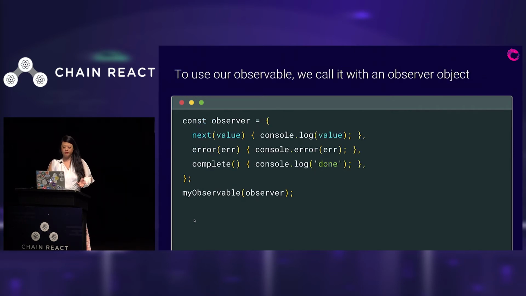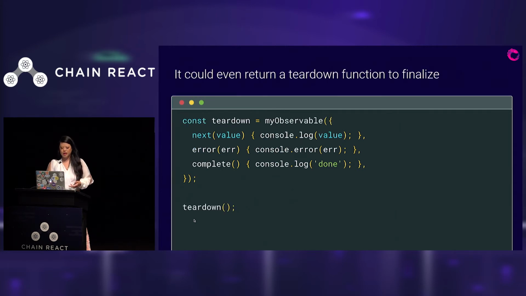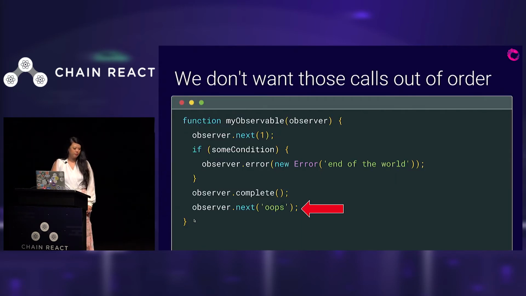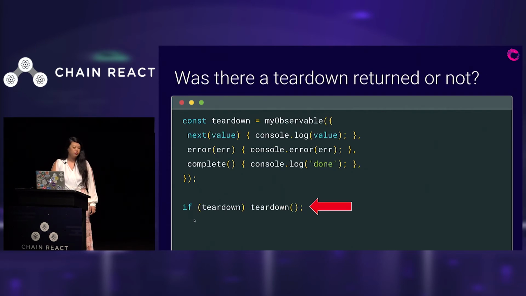Since our imaginary observable is basically just a function, if we want to use it, all we have to do is call it with the observer object. It could also return a teardown function to clean itself up. So the question is, why not just use functions? Because RxJS can handle some of the stuff that functions can't handle for you, which really improves the developer experience. In my opinion, it makes your life a lot easier. For example, with functions, you might accidentally call methods out of order. You never want to call a next after a complete, but observables will protect you from things like this. Also, if you're just using functions, you'll always have to check if there is a teardown returned or not.